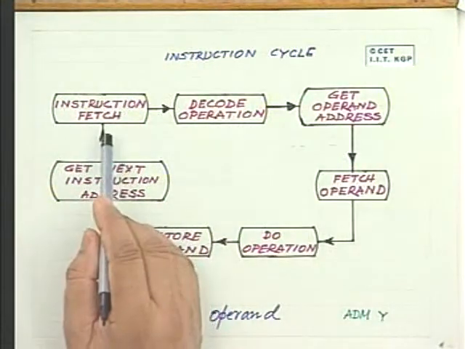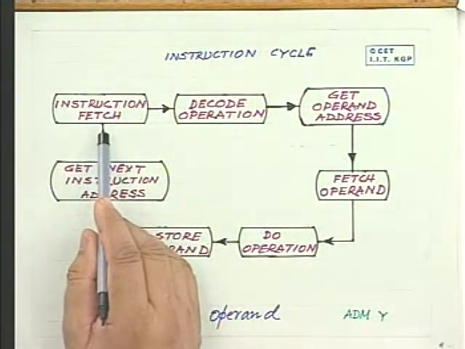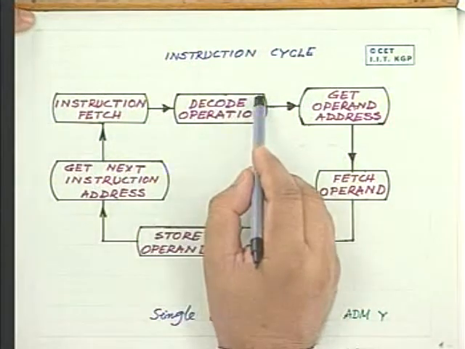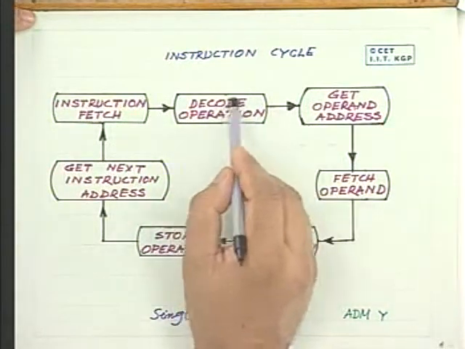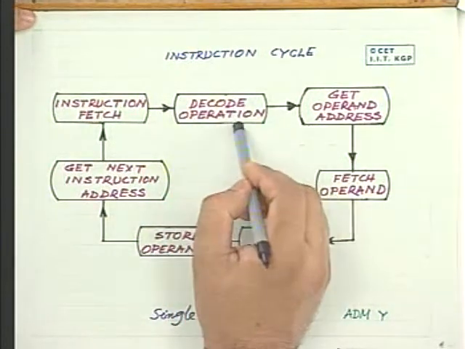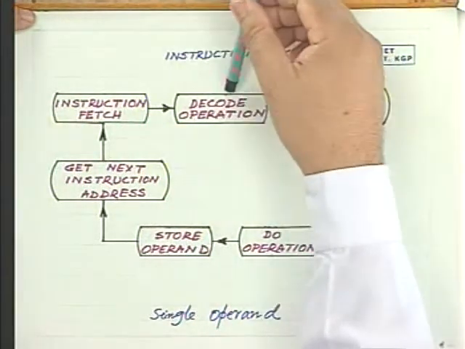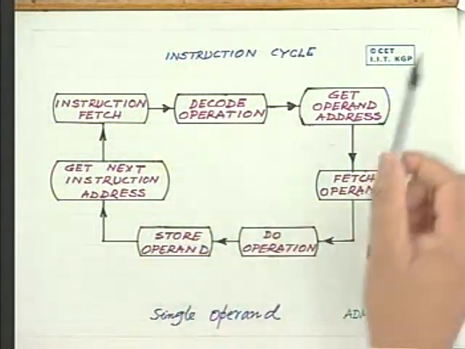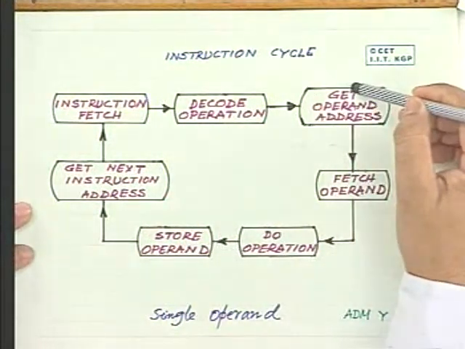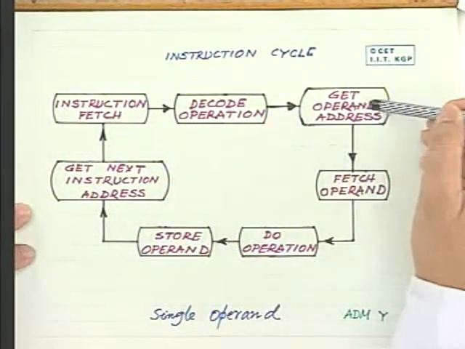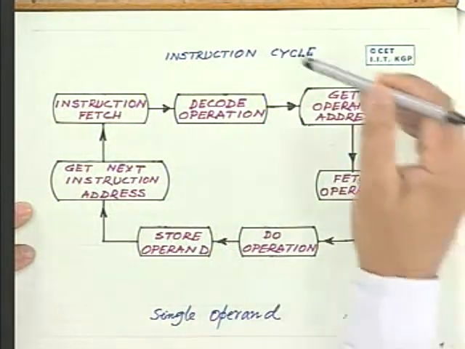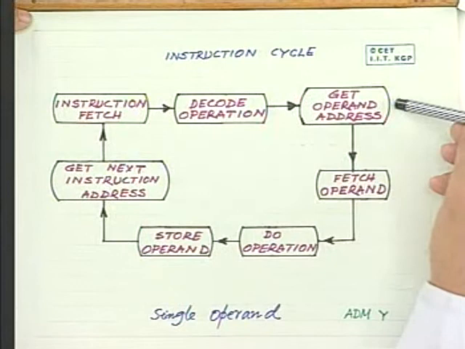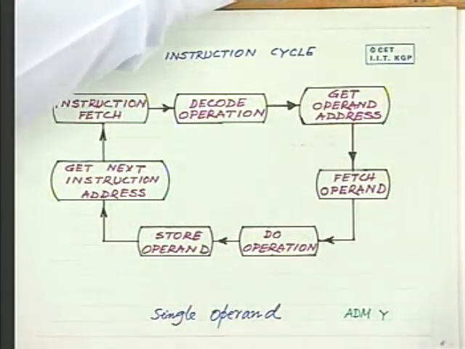Here you see the instruction fetch, where the instruction has been fetched. After that, the opcode is decoded, that means the decode operation is done, and by the time the decode operation is done, the program counter is incremented. Now then comes get operand address. The operand address in this case was pointed to by the program counter. Therefore, as I'm getting that operand address, the program counter was incremented twice.